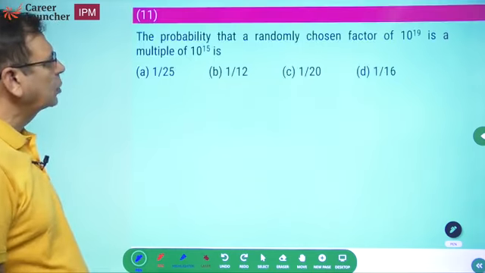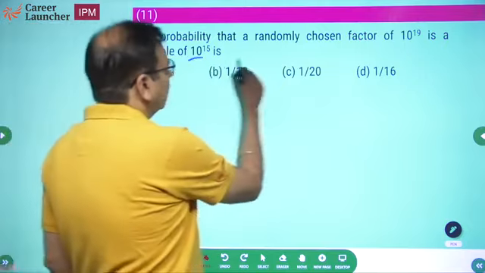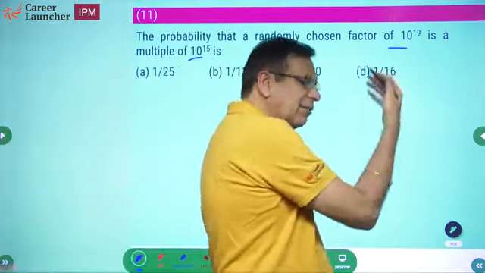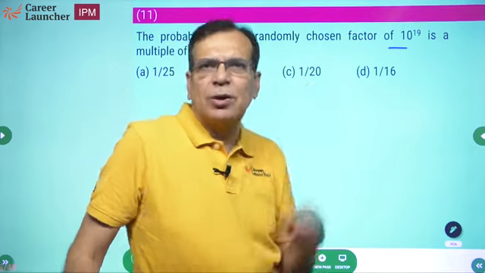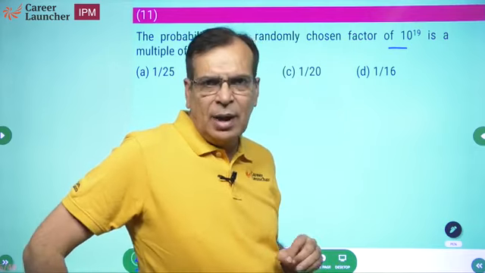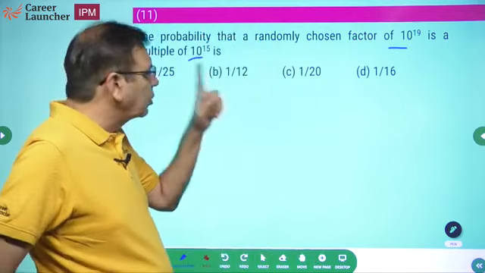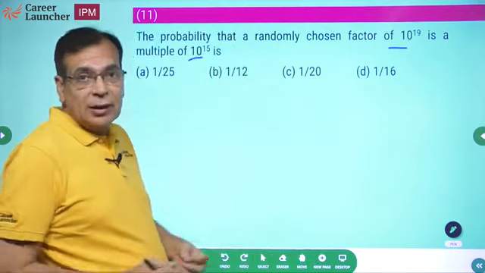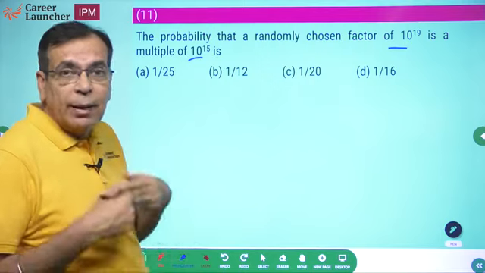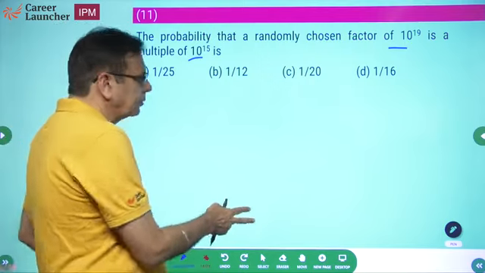Probability that the randomly chosen factor of 10 to the power 19 is a multiple of 10 to the power 15. सोचना पड़ेगा, leave. Okay. I am not interested in doing a question which I need to think. I will want to do a question जो मेरे को देखते ही पता चल जाता है क्या करना है. I am not saying this cannot be done. This will make me think, this will make me do some work. It's a question I will come back to later if I have time.